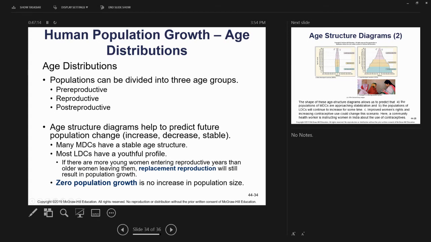Zero population growth, ZPG, refers to no increase in population size, being a stable population, leveling out at that carrying capacity. It doesn't mean no reproduction. It means replacement reproduction. So individuals have offspring to replace themselves in the future population, as opposed to more than replacement value.